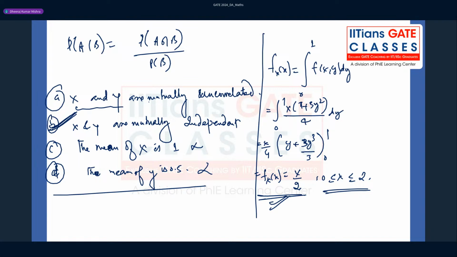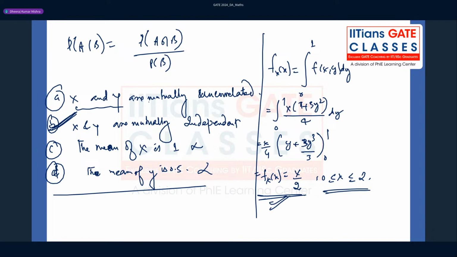This is very very important. Just like in functions, continuity and differentiability, we always say differentiability implies continuity, right? So if two random variables are independent, they will be mutually uncorrelated. The correlation coefficient is going to be 0. That is very important to keep in mind.